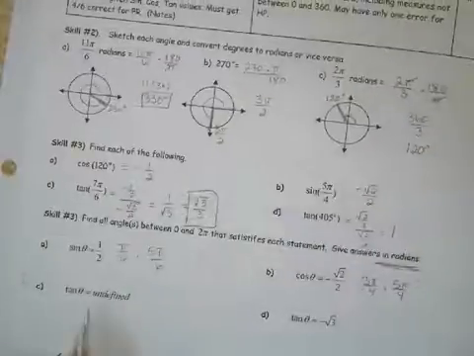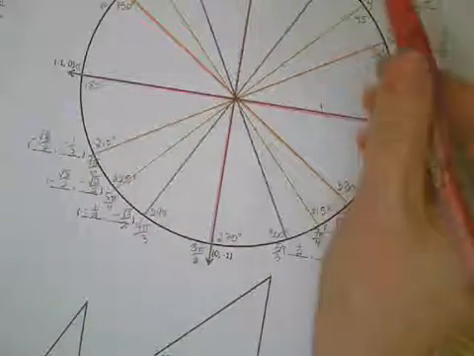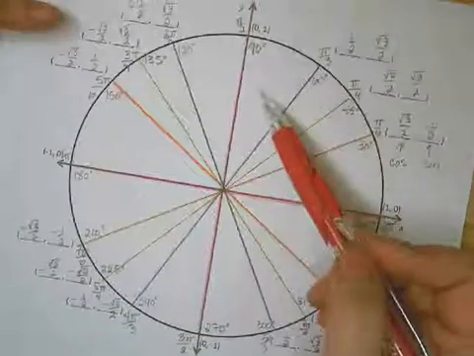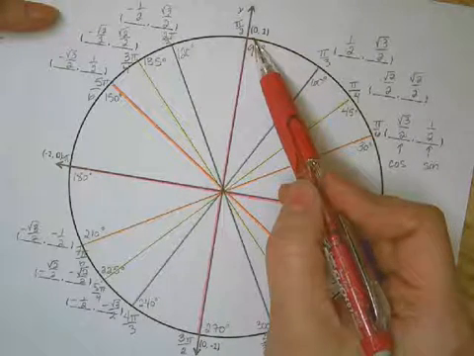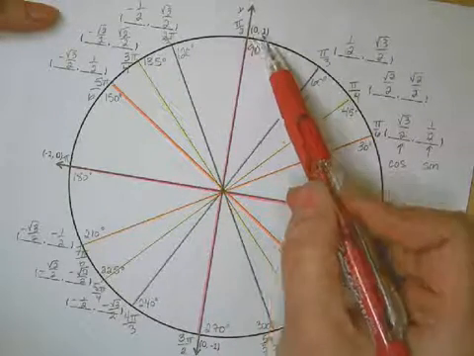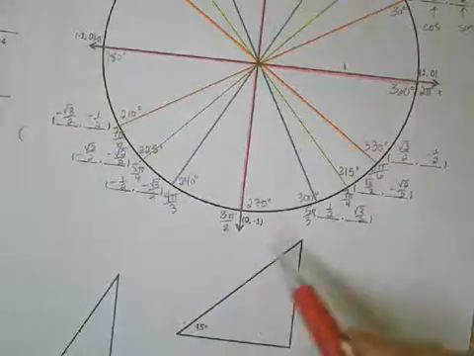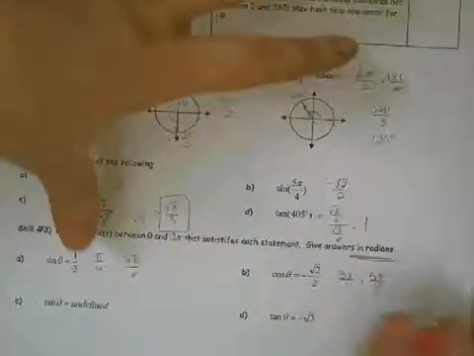Where the tangent is undefined, so that's the next problem, part C. Where the tangent is undefined, I'm looking at a situation where my sine over cosine ends up dividing by 0. So that happens both at pi over 2 as well as 3 pi over 2, and it's undefined because you can't divide by 0.